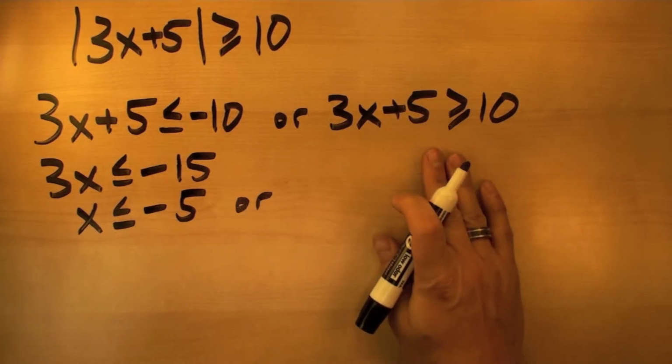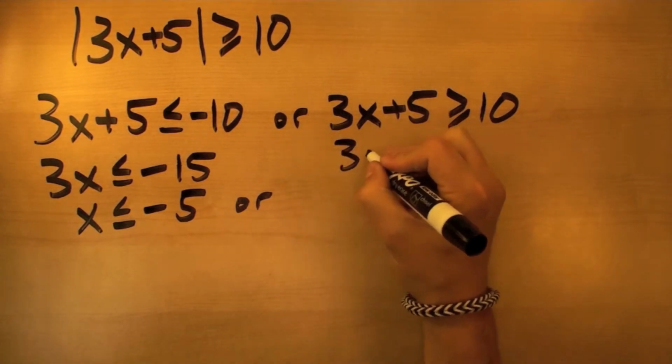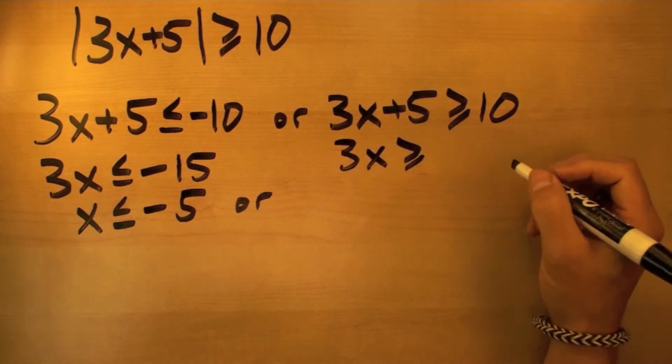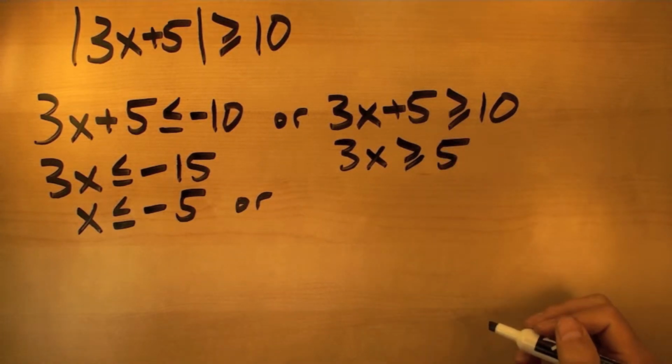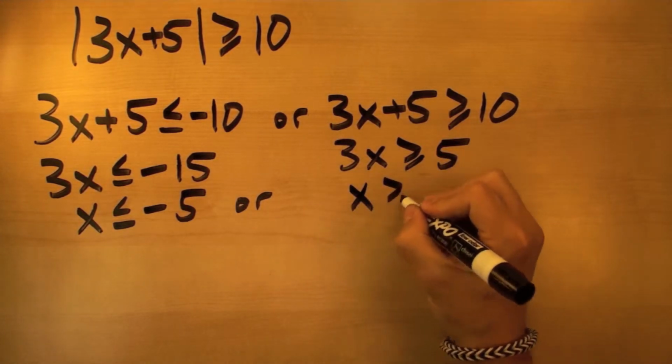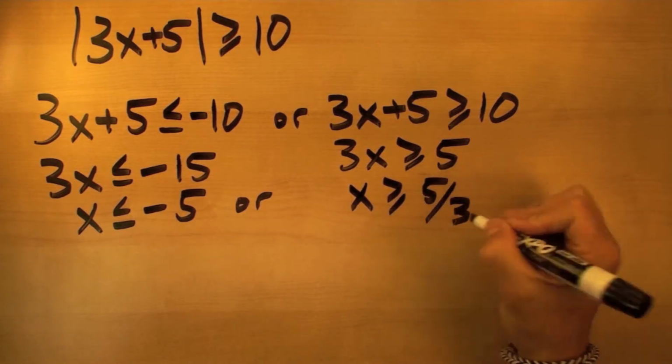Or, solving the other side, when we subtract 5, we get 3x is greater than or equal to 5. Divide by 3, x is greater than or equal to 5/3.